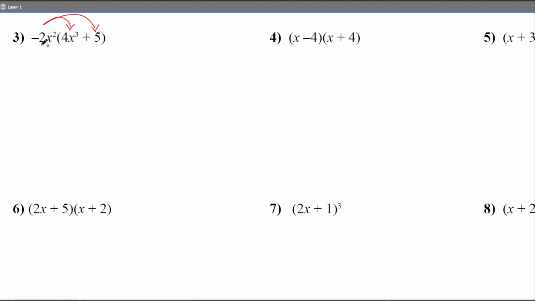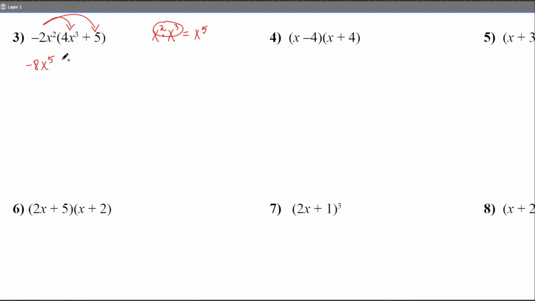So it's negative 2 times 4. Let's do the regular numbers, or the coefficients. So we just multiply those together. Negative 2 times 4 is negative 8. And then x squared times x cubed. You've got to know how to do that. There's a rule. It's called the product rule. If these are being multiplied together, we have a rule for the exponents. The rule says you add the exponents together. So that would be x to the 5th. All right, so it's negative 8x to the 5th.